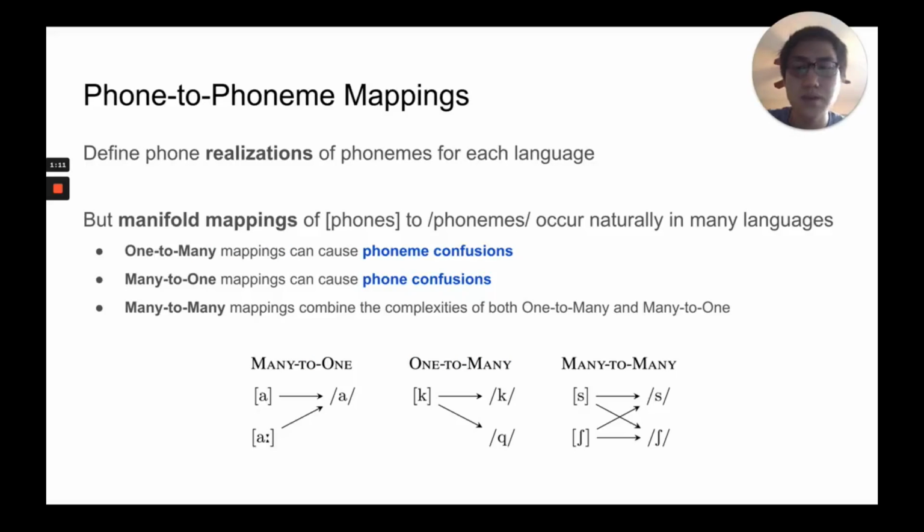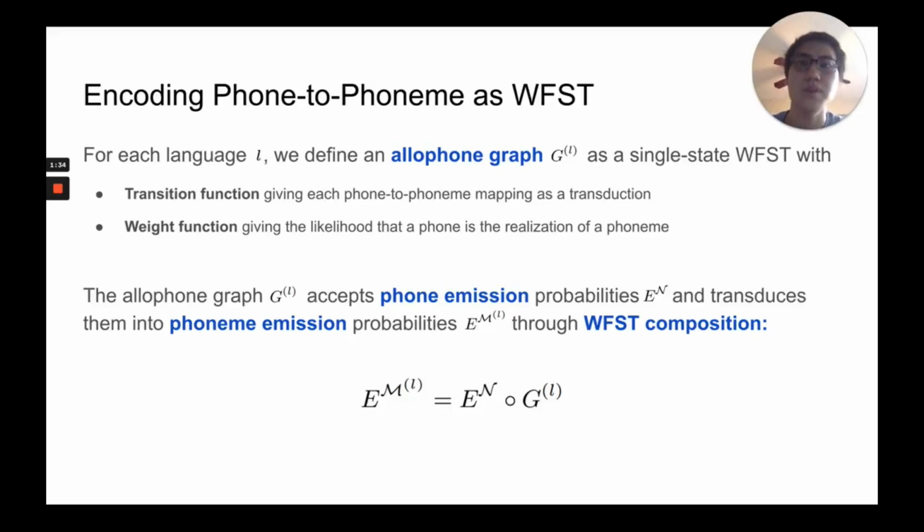So what's happening is we're defining phone realizations of each phoneme for each language. And what we end up with is that each phone is mapped to many phonemes, and also vice versa, a phoneme could be mapped to many phones. The scenario is actually pretty manifold, and there's a lot of ambiguity here that can cause confusions at both the phone and the phoneme level. So what we need to do is encode the phone-to-phoneme mappings in a way where we can learn some disambiguations.